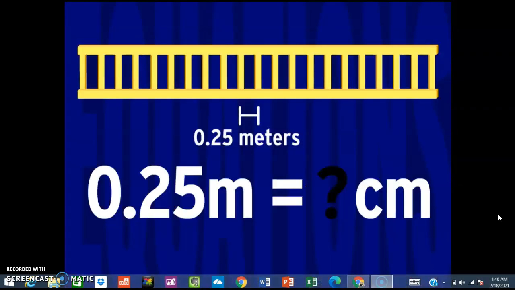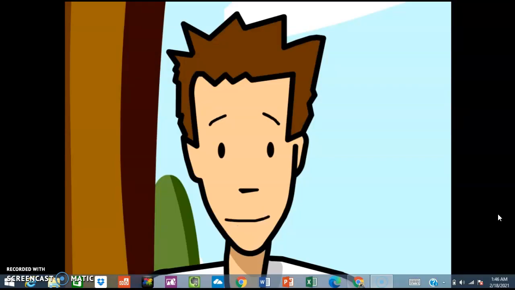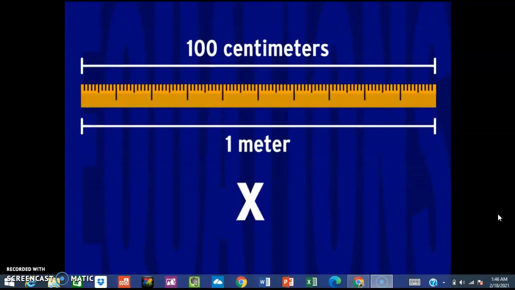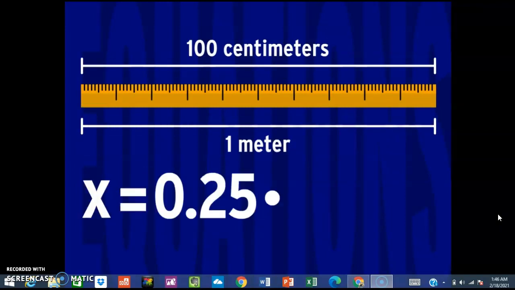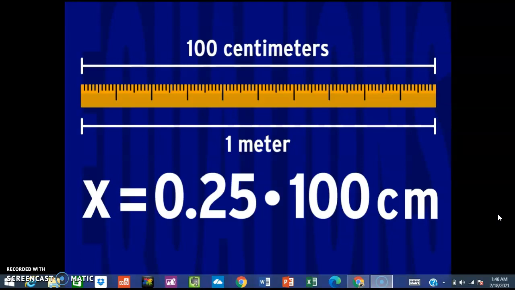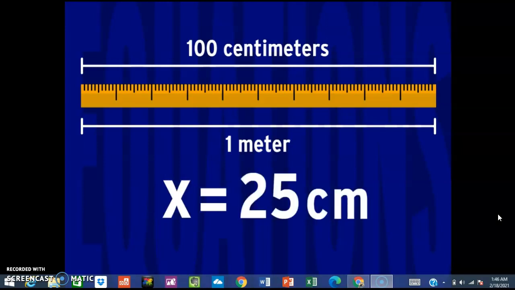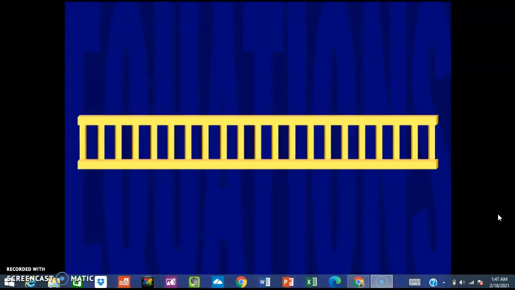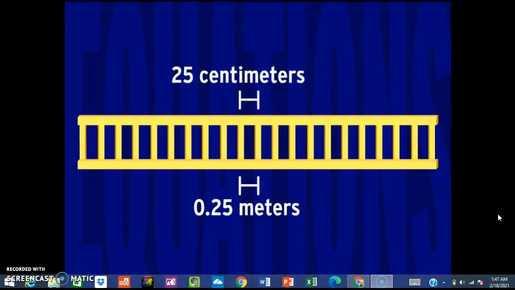How many centimeters are in 0.25 meters? That's a different equation. We know that 1 meter equals 100 centimeters. And we'll call our unknown number of centimeters x. To find x, we need to multiply 0.25 by 100 centimeters. So 100 times 0.25 equals 25. X equals 25 centimeters. Looks right to me. The rungs of our ladder should be 0.25 meters or 25 centimeters apart.